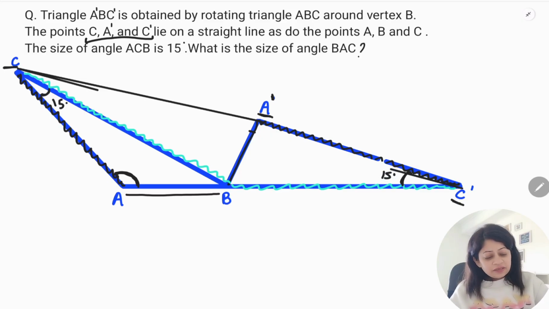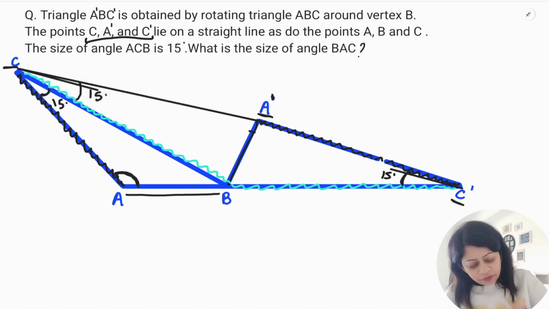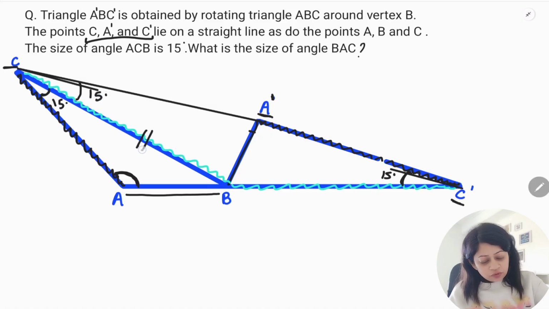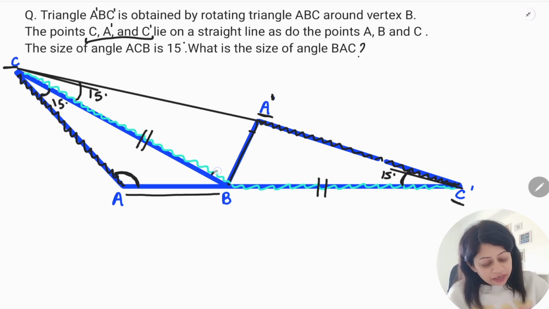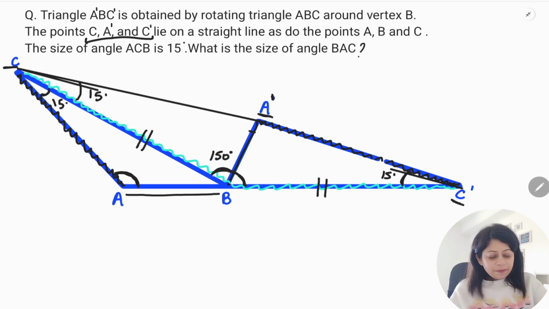So that means this angle will also be equal to 15. Why? Because these two sides are equal. This is BC and this is BC dash, they are actually the same triangle. The sides are equal. So if you look at these two triangles, we can find out this angle then, right? This angle. Since this is 15, this is 15, this whole angle will be 150 according to angle sum property, right or not? Yes. Why 150?